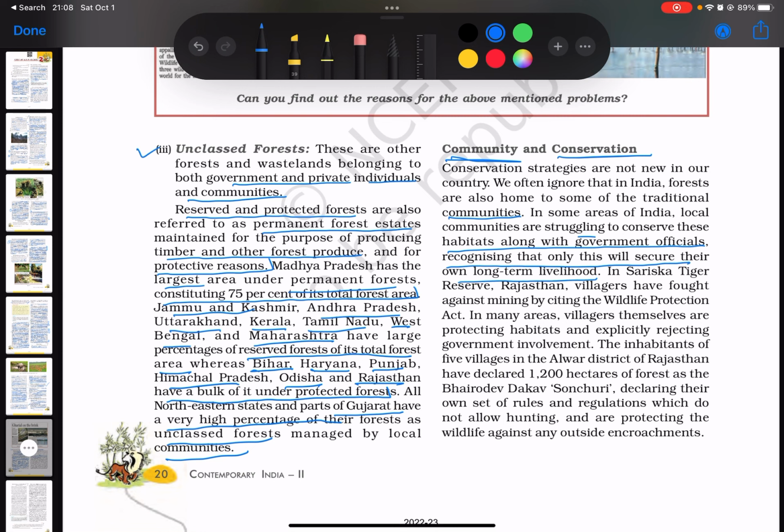In the Sariska Tiger Reserve, Rajasthan, villagers have fought against mining by citing the Wildlife Protection Act. In many areas, villagers themselves are protecting habitats and explicitly rejecting government involvement. The inhabitants of the 5 villages in the Alwar district of Rajasthan have declared 1200 hectares of forest as the Bhairodev Dakav Sanctuary, declaring their own set of rules and regulations which do not allow hunting and are protecting the wildlife against any outside encroachments.